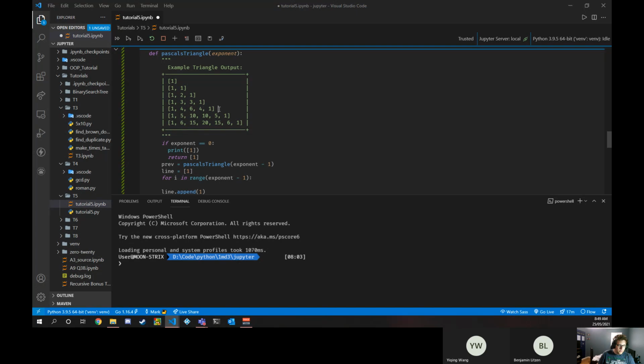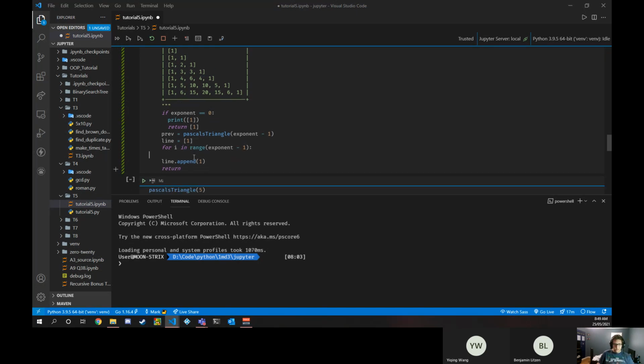Because this 1 that is in my current list, if I'm looking at this line, doesn't exist in the previous list. This list is too short. It is exactly 1 shorter than this list. So that's why I'm doing exponent minus 1. I am ignoring where this 1 occurs in my current line on the previous line. Then what I'm going to do is keep doing line.append, and I'm going to take my previous line at index i, and I'm going to add it to my previous line at index i plus 1.